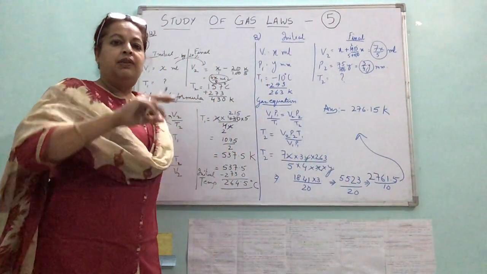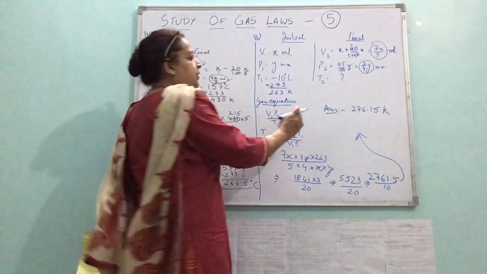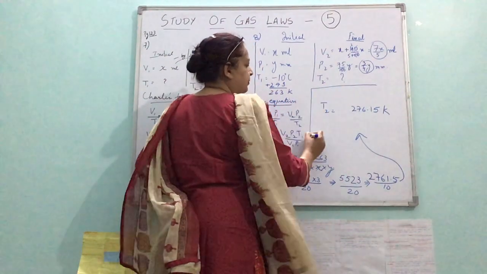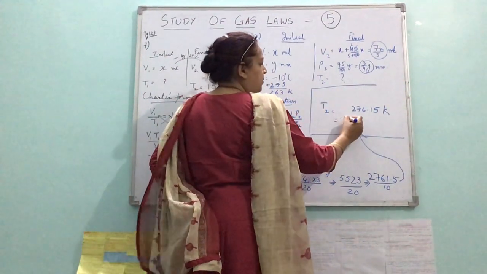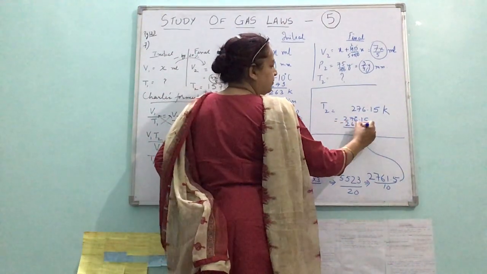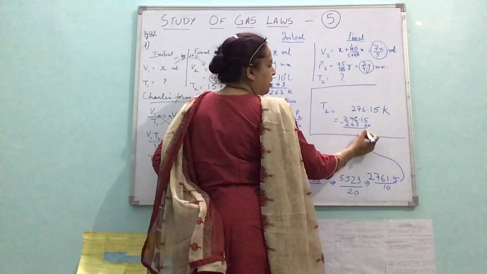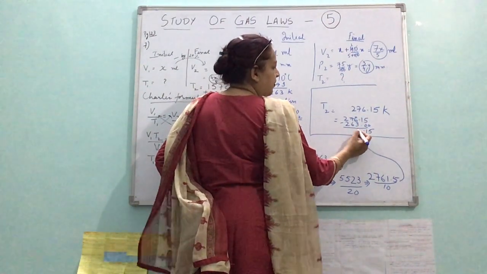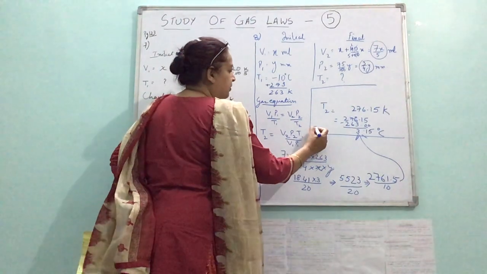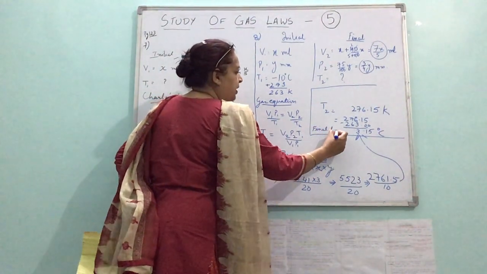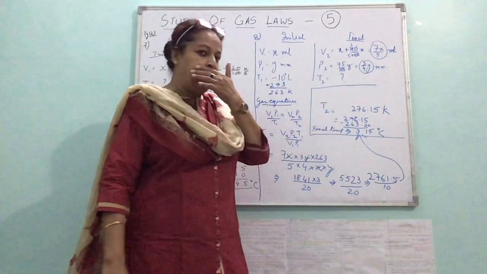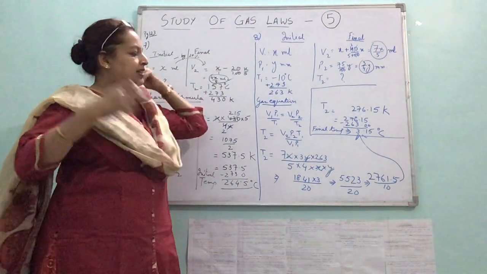Well, as I said, we always convert into degrees centigrade. So this will not be the answer. For the second condition, the temperature is 276.15 minus 273. So it would be what? 3.15. Okay, so my answer is the final temperature. The final temperature is 3.15 degrees centigrade.